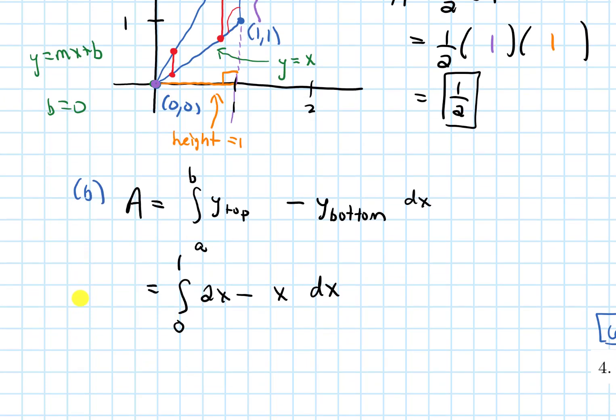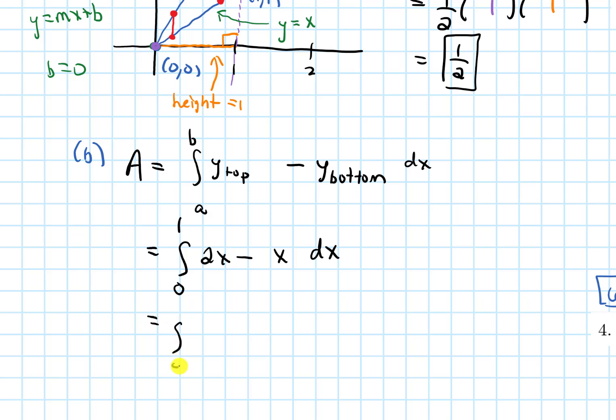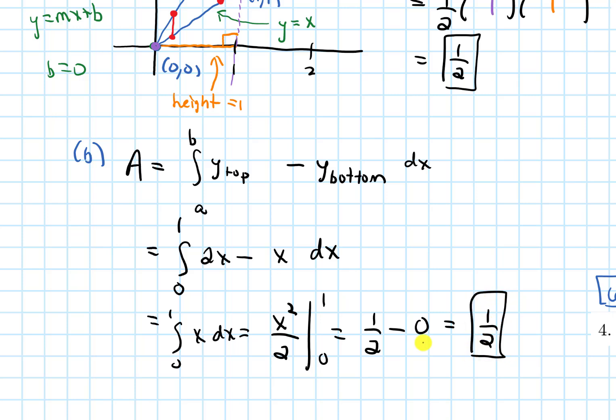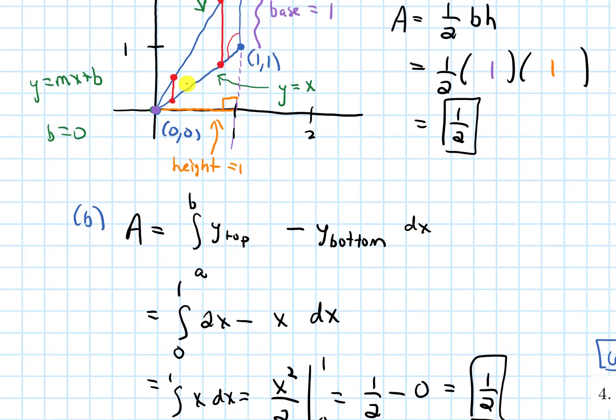All right, dx. So I can simplify this. I get the integral from 0 to 1 of x dx. That antiderivative is x squared over 2. Got to plug in the 1 and 0. If I plug in the 1, we'll get a half. If I plug in 0, we'll get 0. So a half minus 0 is just a half. So we get the same thing for our area using calculus.